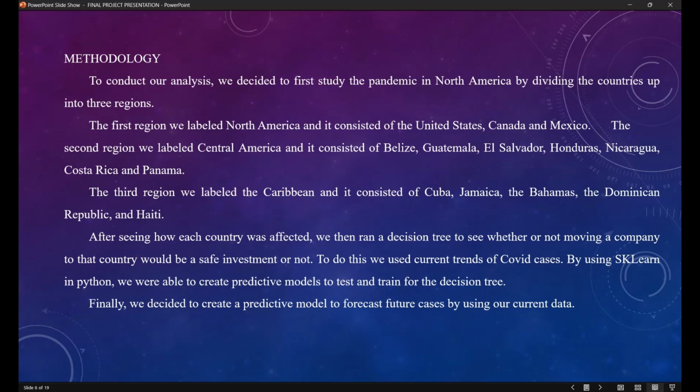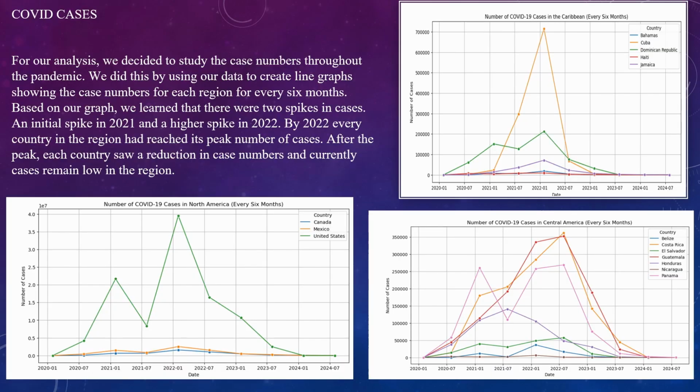Finally, we decided to create a predictive model to forecast future cases by using our current data. For our analysis, we decided to study the case numbers throughout the pandemic. We did this by using our data to create line graphs showing the case numbers for each region for every 6 months. Based on our graph, we learned that there were two spikes in cases, an initial spike in 2021 and a higher spike in 2022. By 2022, every country in the region had reached its peak number of cases. After the peak, each country saw a reduction in case numbers and currently cases remain low in the region.